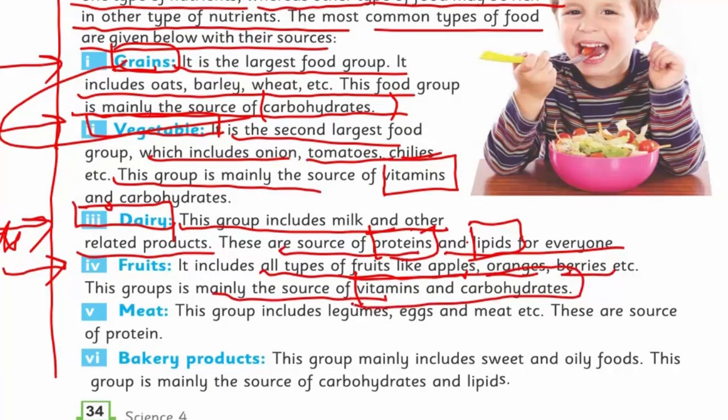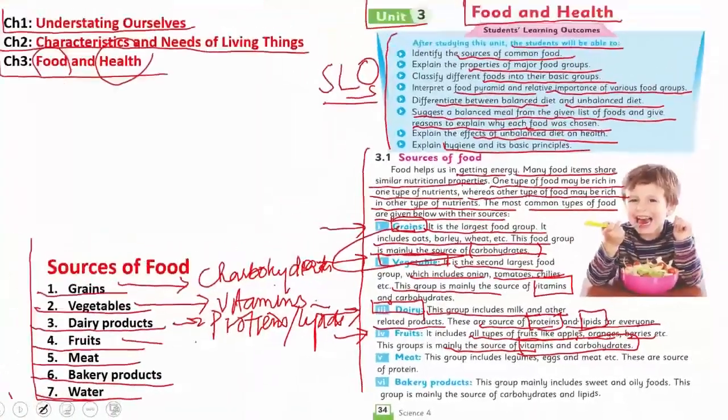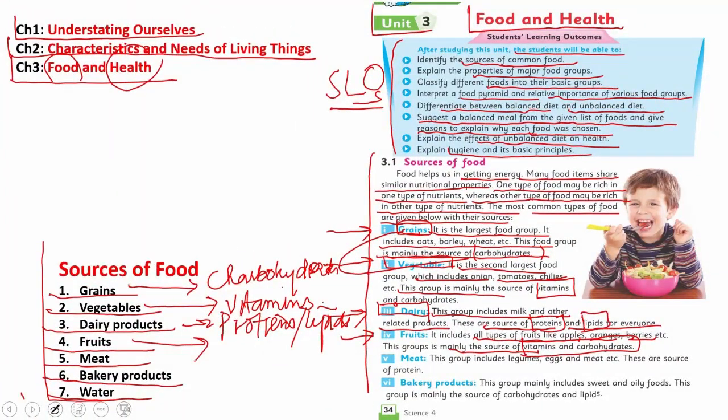Coming towards the fruit group, it includes all type of fruits like apples, oranges, berries, etc. This group is mainly the source of vitamins and carbohydrate. Again. यानी fruits क्या हमें दे रहे हैं? Fruits हमें vitamins plus हमें और क्या दे रहे हैं? कार्बोहाइड्रेट्स. जो मीठे होते हैं तो उसमें विटामिन्स भी होते हैं, कार्बोहाइड्रेट भी होते हैं.